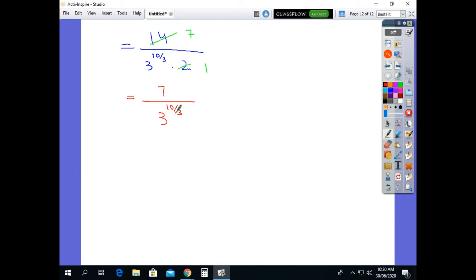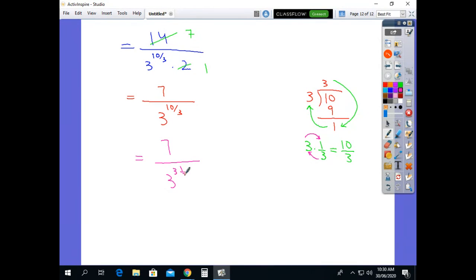Now we convert this 3 raised to power 10 by 3 into simplest form. When we divide 10 by 3, it becomes 3 times 3 is 9, remainder 1. That is, we can write it as 3 whole 1 by 3. That is, 3 whole 1 by 3 is equal to 10 by 3. Again, if we multiply this 3 with 3, it becomes 9, and then we add 1, it becomes 10 divided by 3. We can write it as 7 over 3 whole 1 by 3.